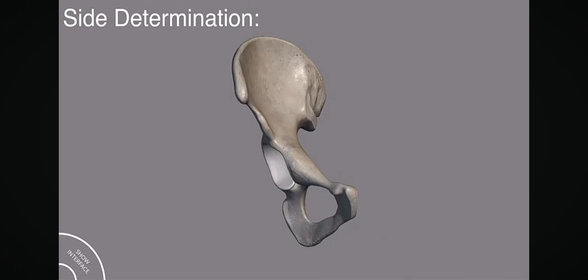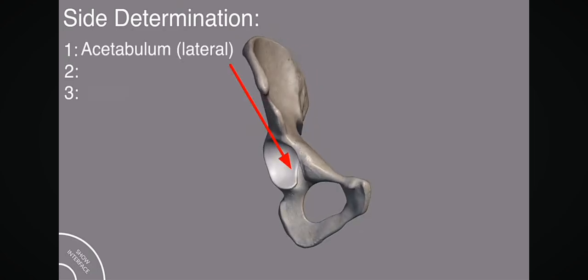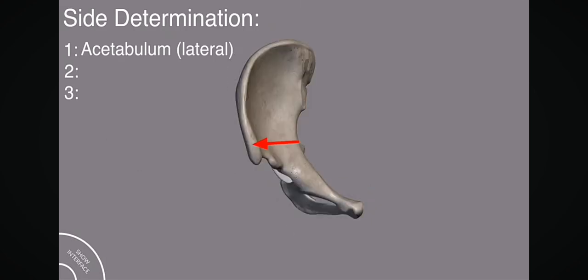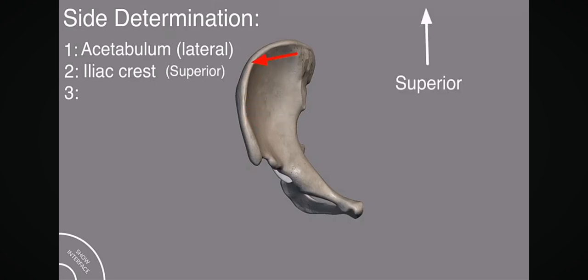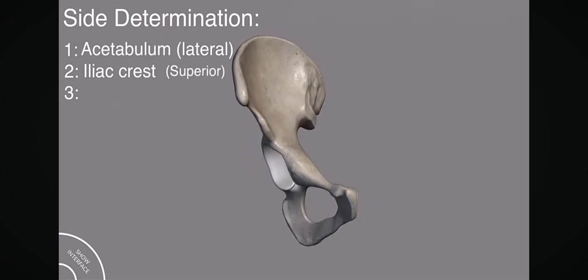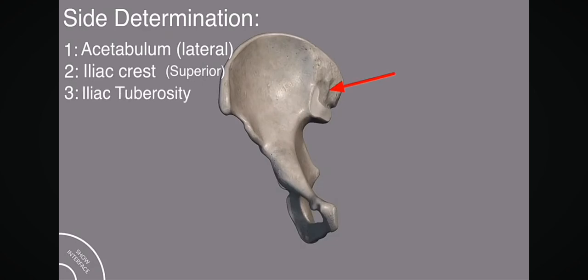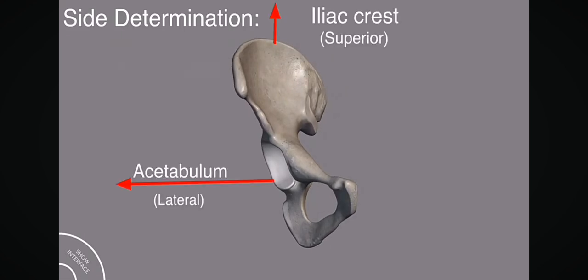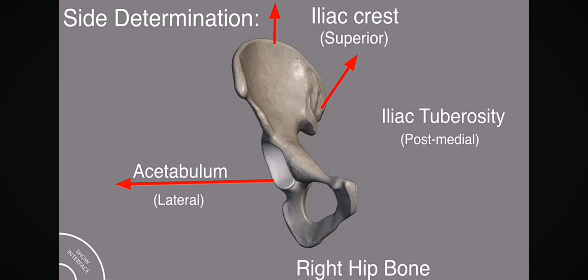Now come to the side determination of the hip bone. For the side determination of the hip bone, you should note three important points. First, the acetabulum should be on the lateral side. Second, the iliac crest should be on the superior surface. And third, the iliac tuberosity should be on the posterior and medial side. So make the acetabulum lateral, the iliac crest superior, and the iliac tuberosity on the posterior medial side. So this is the right hip bone.